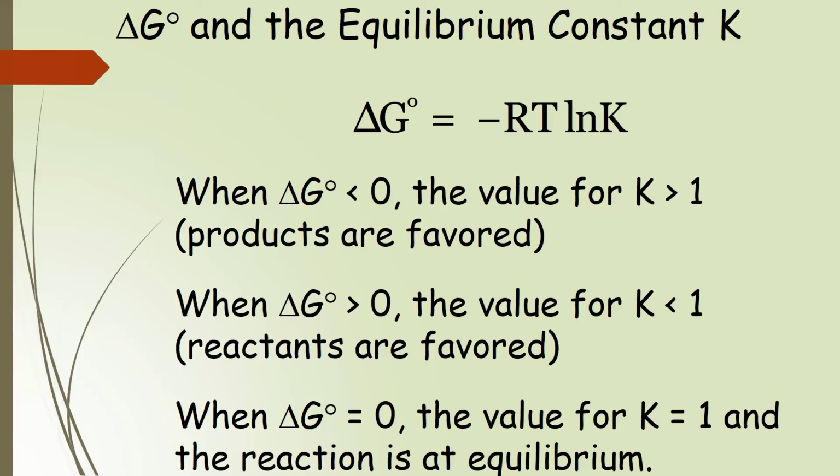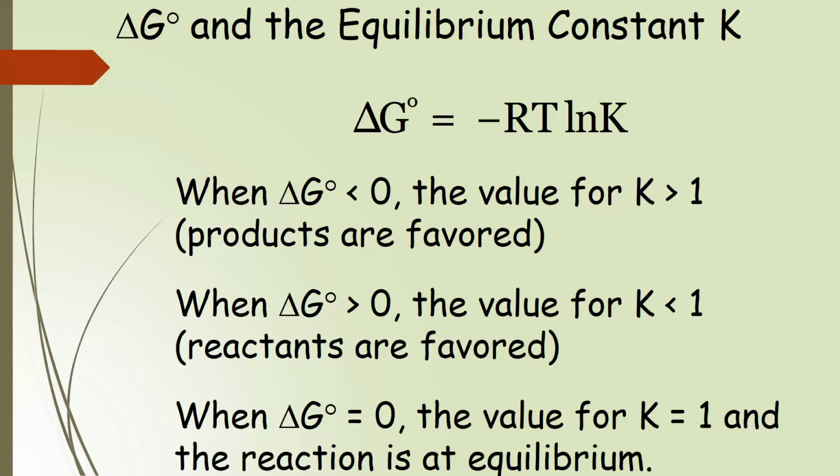Now we have to see the change of Gibbs free energy and what the relation is between Gibbs free energy and the equilibrium constant. As we have studied, the change of Gibbs free energy is equal to minus RT log K. When the Gibbs free energy change is smaller than 0, then the value of K is greater than 1 and the products are favored.